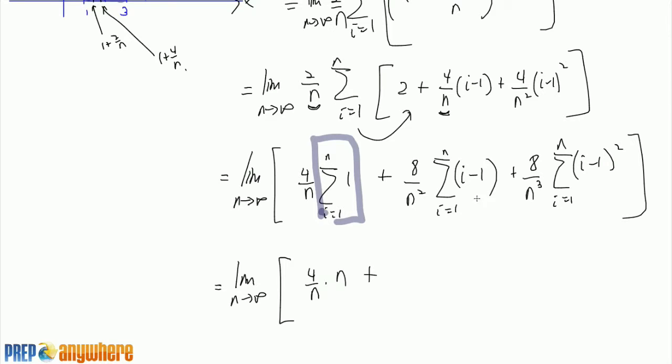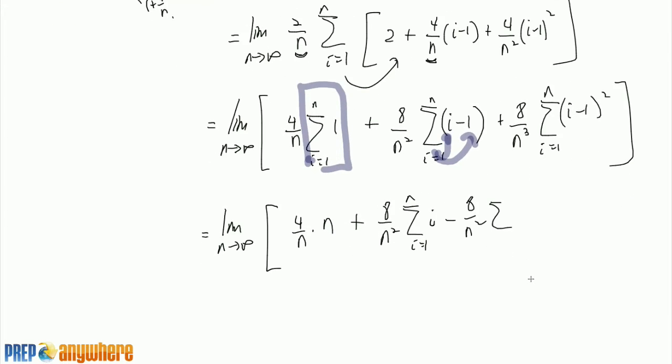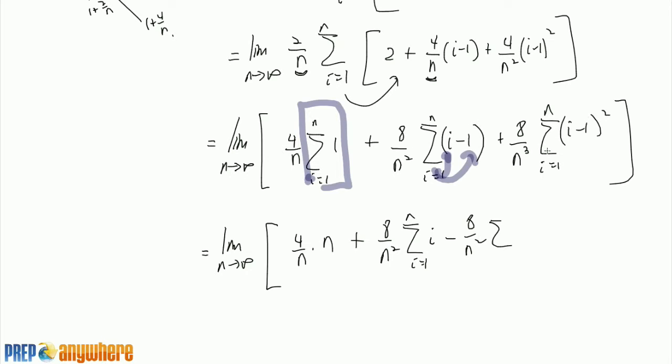Okay, the second one here, we actually should do another distribution. There are 2 terms in there. And we get the following: 8 over n squared sigma i, minus 8 over n squared with just sigma of 1. Okay, I'm not going to write the i goes 1 to n from now on. This last one we actually need to expand, like i squared minus 2i plus 1.